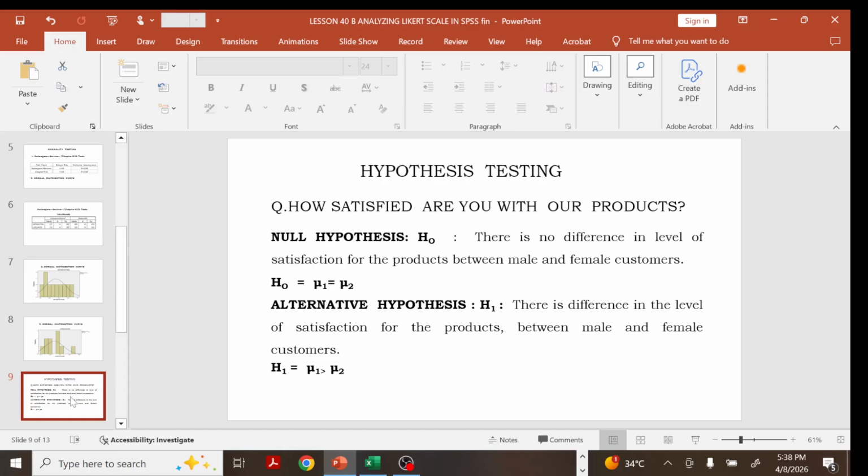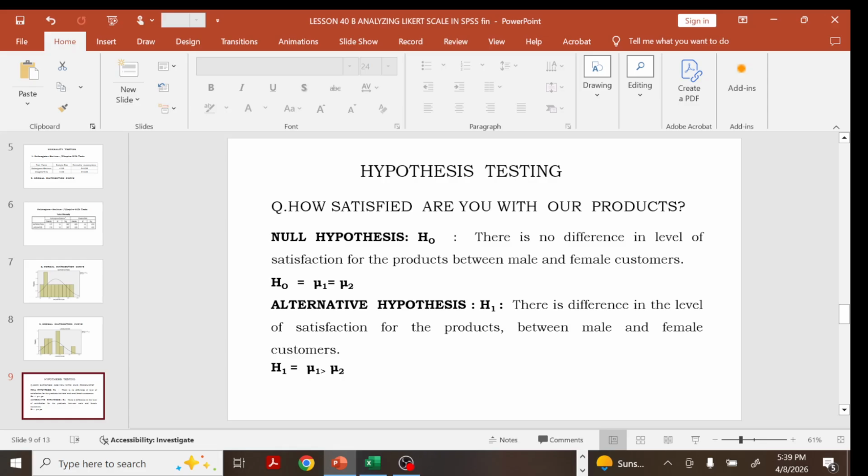Then let us look at the null hypothesis, because we are going to look at the male and female as regards their opinion about the quality of the products. The null hypothesis usually is a hypothesis of no or none difference. We don't have any difference here. So we can say there is no difference in the level of satisfaction for the products between the male and the female customers. It means that male and female could have the same opinion as far as the quality of the product is concerned.